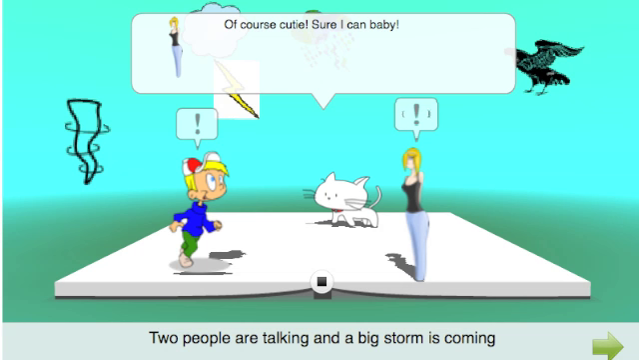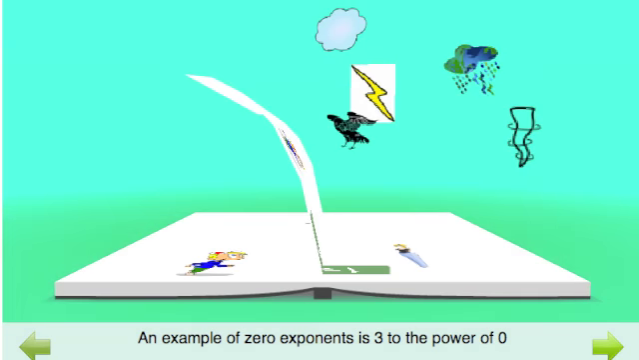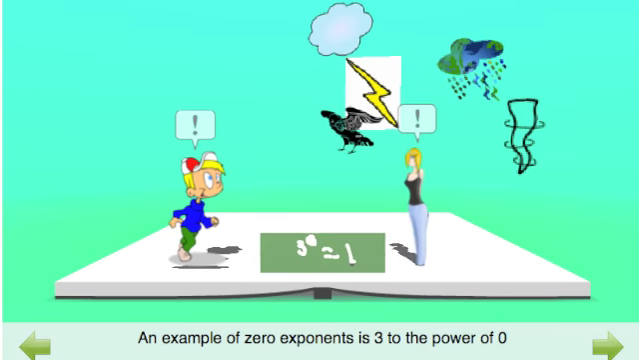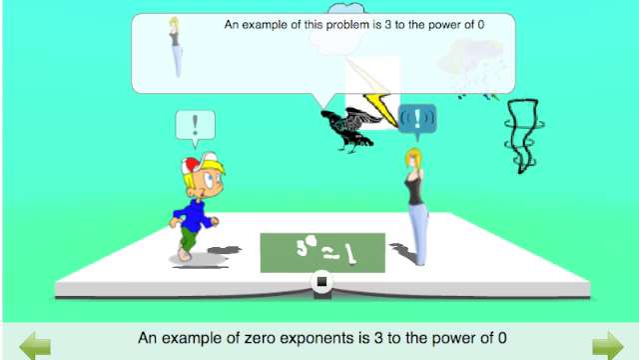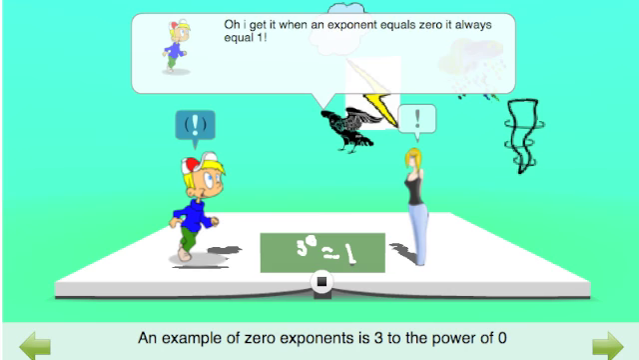Of course, cutie. Sure I can, baby. An example of this problem is 3 to the power of 0. Oh, I get it. When an exponent equals 0, it always equals 1.